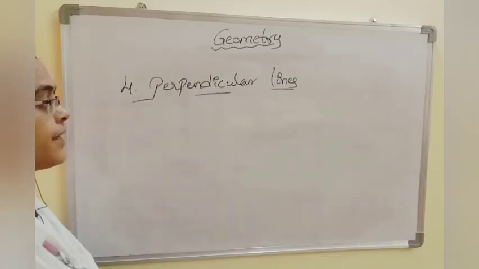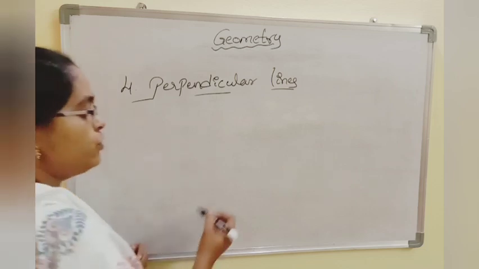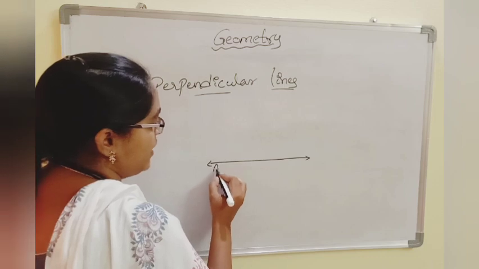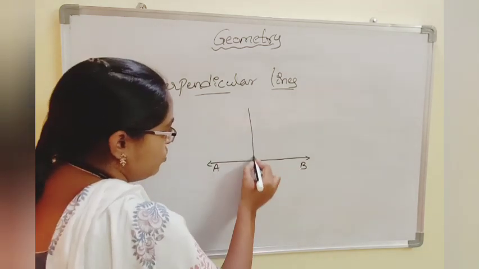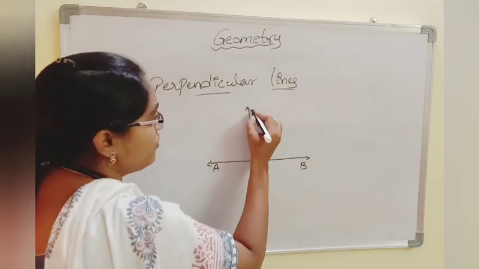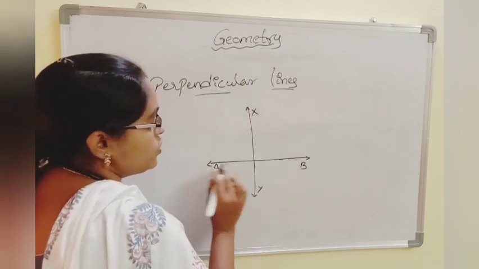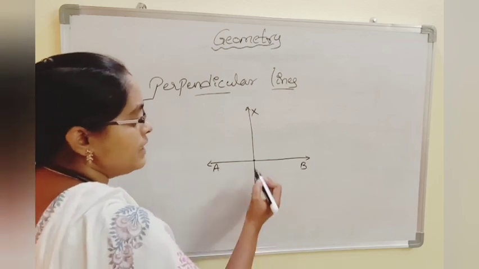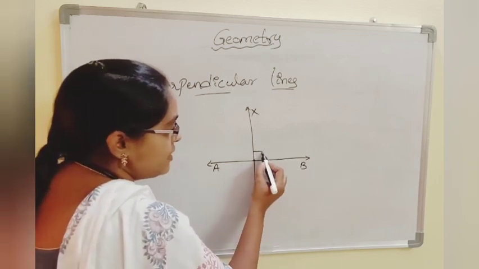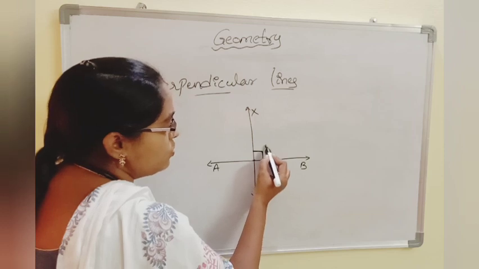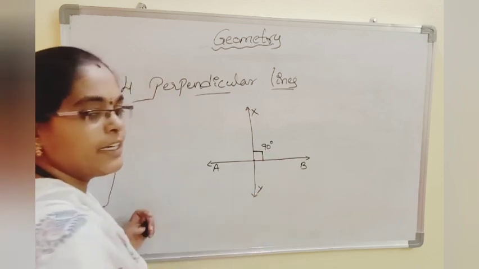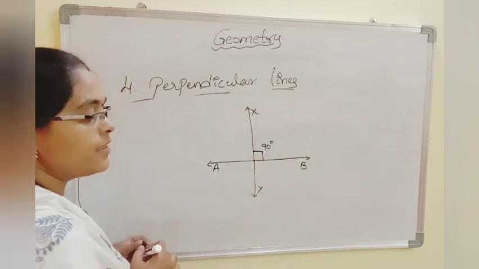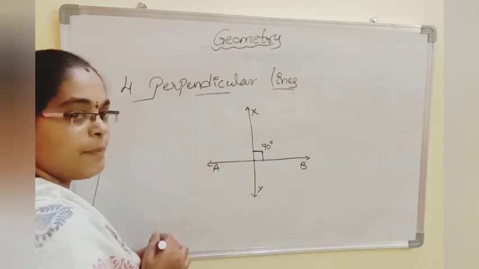Now see the fourth type, perpendicular lines. If two lines intersect at right angles, see here I have a line AB and one more line, line XY. So these two lines are intersecting at a point, and how are they intersecting? Intersecting at right angles. If I measure the angle between these two lines, it must be 90 degrees. If two lines intersect at right angles, then these lines we are calling perpendicular lines.